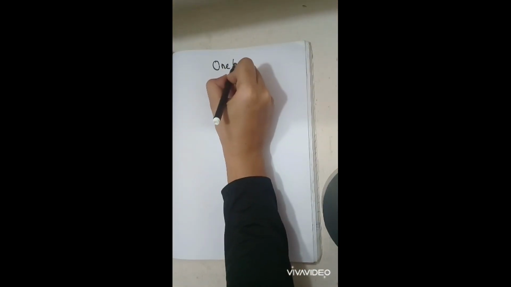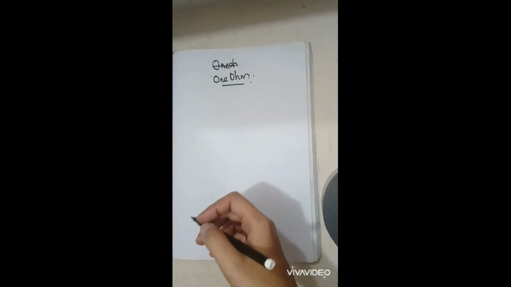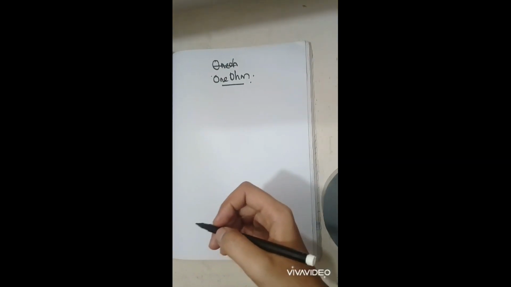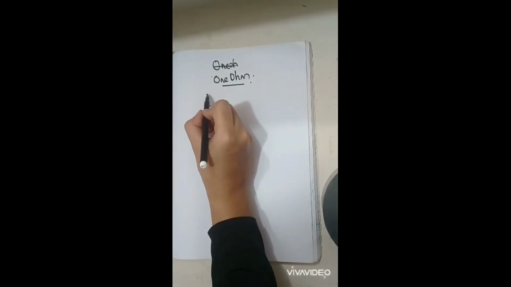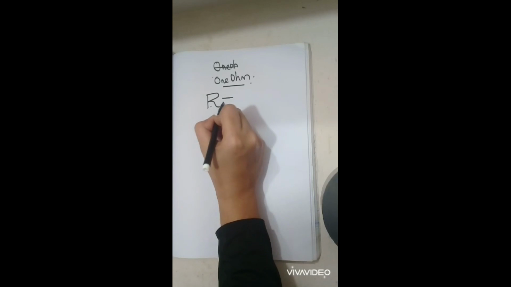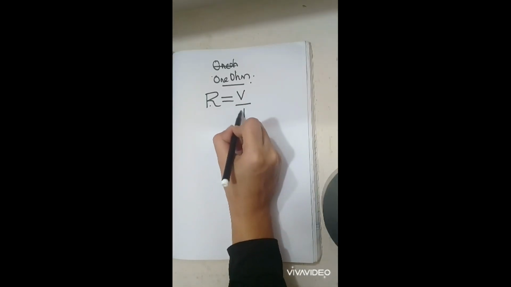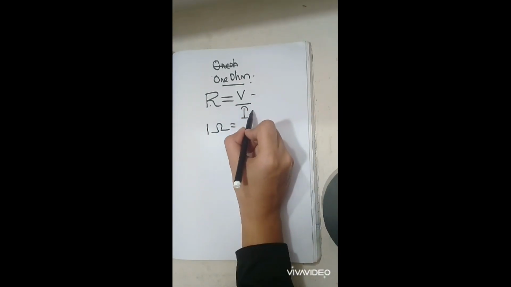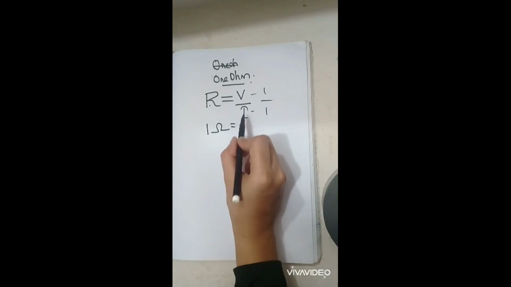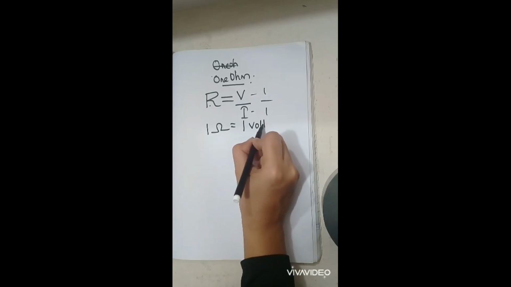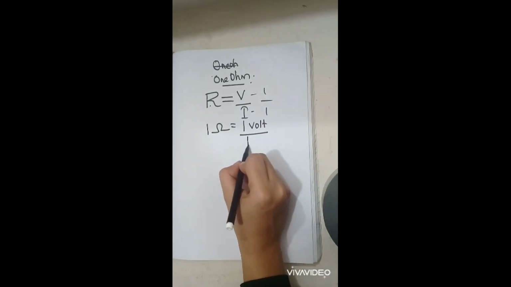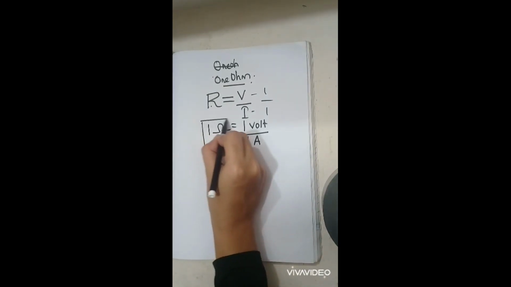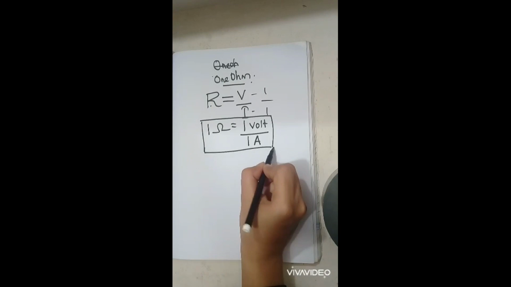Then how can we define 1 ohm? Define 1 ohm or define the unit of resistance. From the equation itself we will get it. We have the equation of resistance R equal to V by I. In order to get 1 ohm here, the numerator and denominator will be 1. That is, the potential difference will be 1 volt and the electric current will be 1 ampere. Therefore, 1 ohm is equal to 1 volt by 1 ampere.